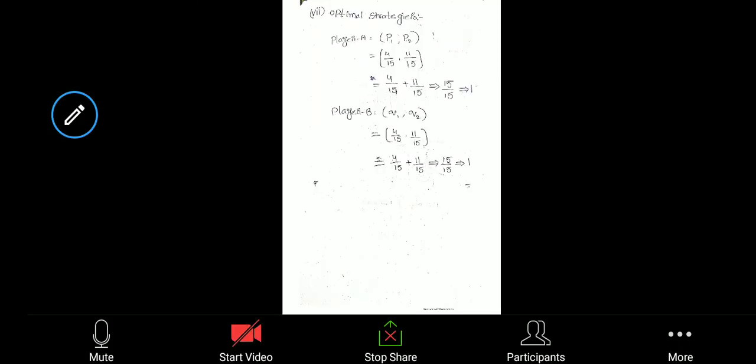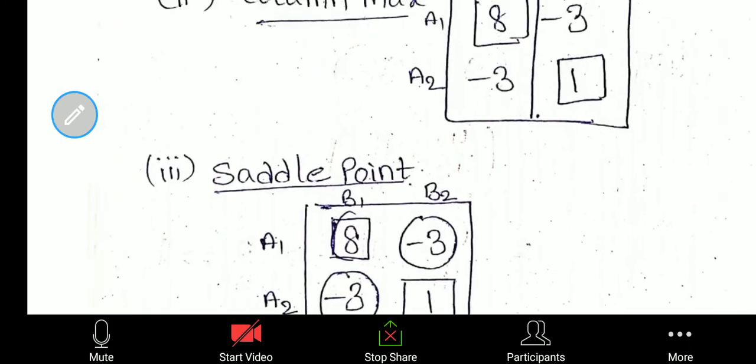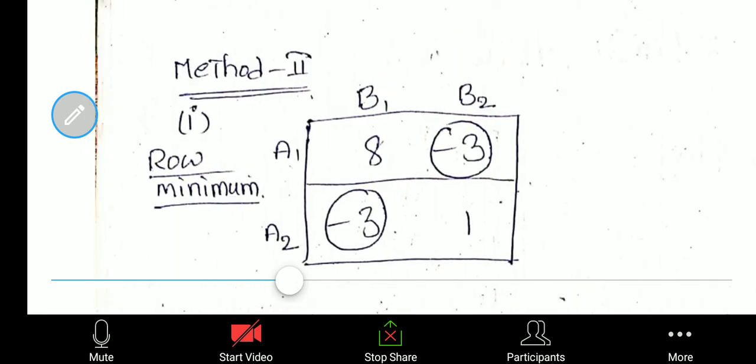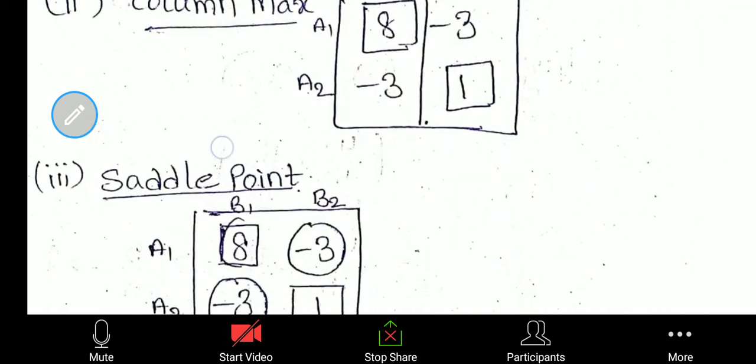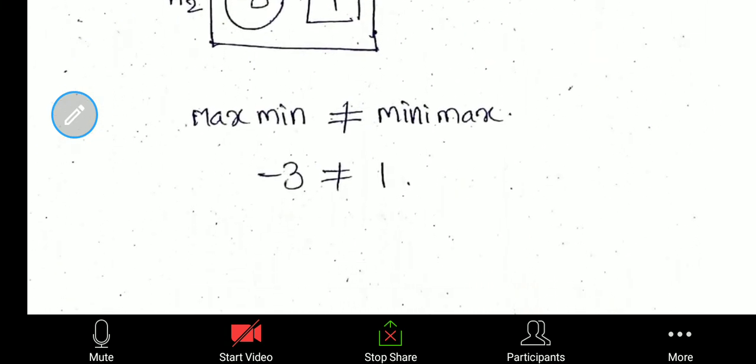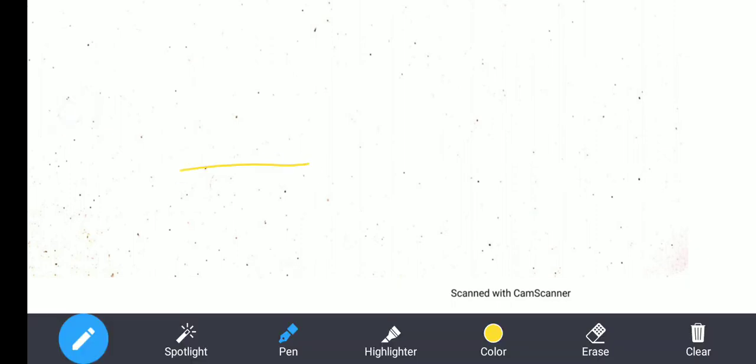So there is another method for finding the mixed strategy here. I will explain that method too in a short way. In this method, in the same way, we find the saddle point: row minimum, column maximum. If there is no intersection point, that indicates there is no saddle point. Next we go for finding the probabilities, and after that, the value of the game.